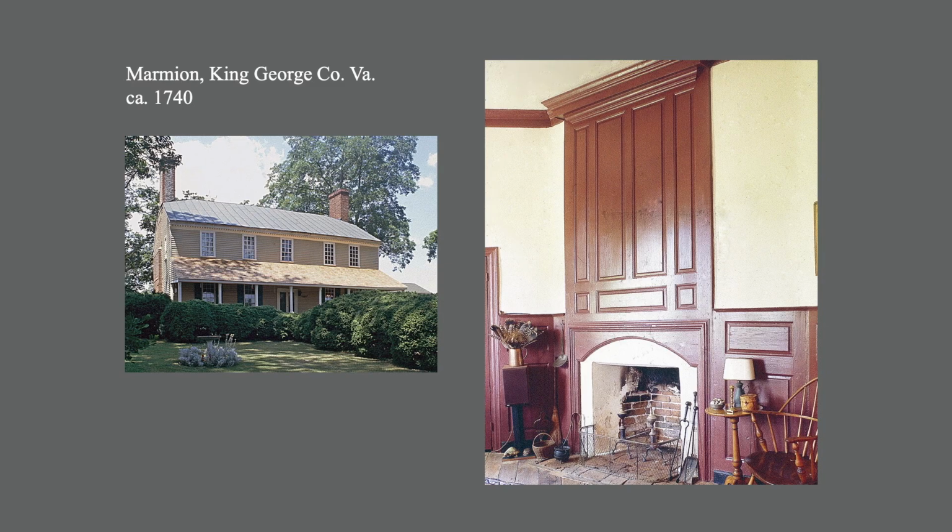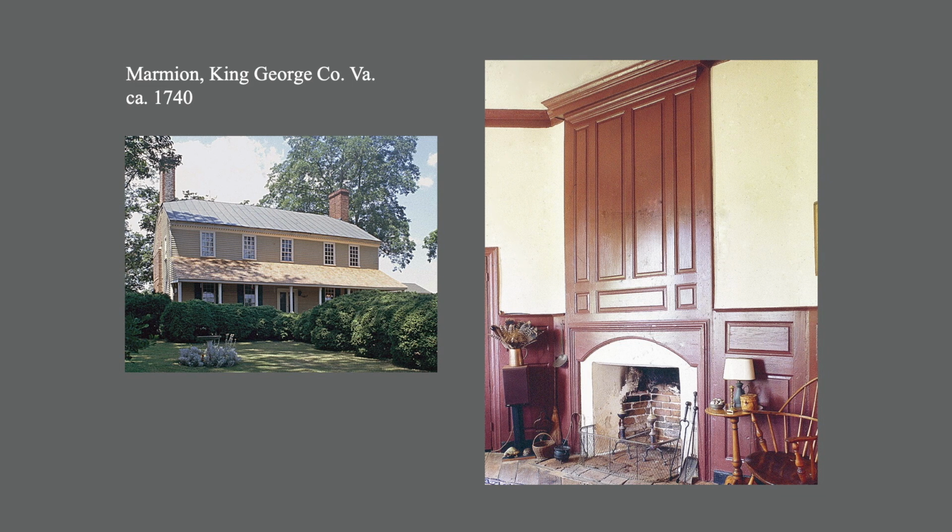The paneled chimney piece in Marmion, a 1740s wood frame house preserving a rare full-length porch, has just a simple molding framing its fireplace opening, and no mantel shelf, but the opening is given a bit of style by the use of a segmental arch cutout.